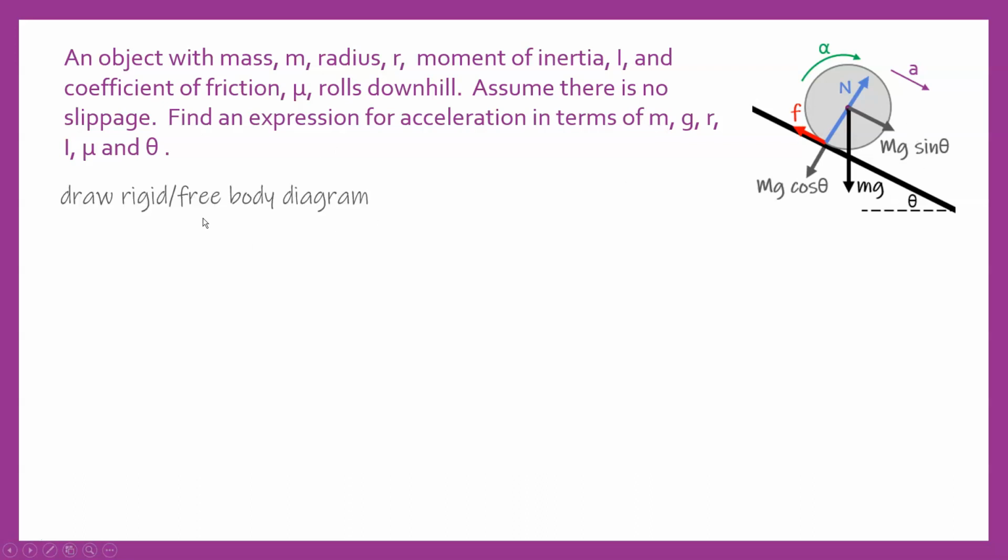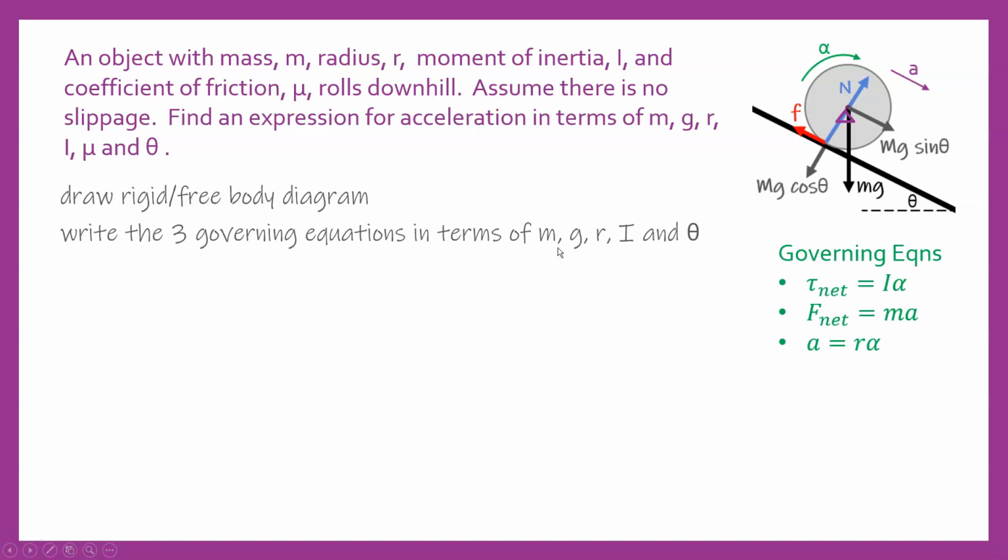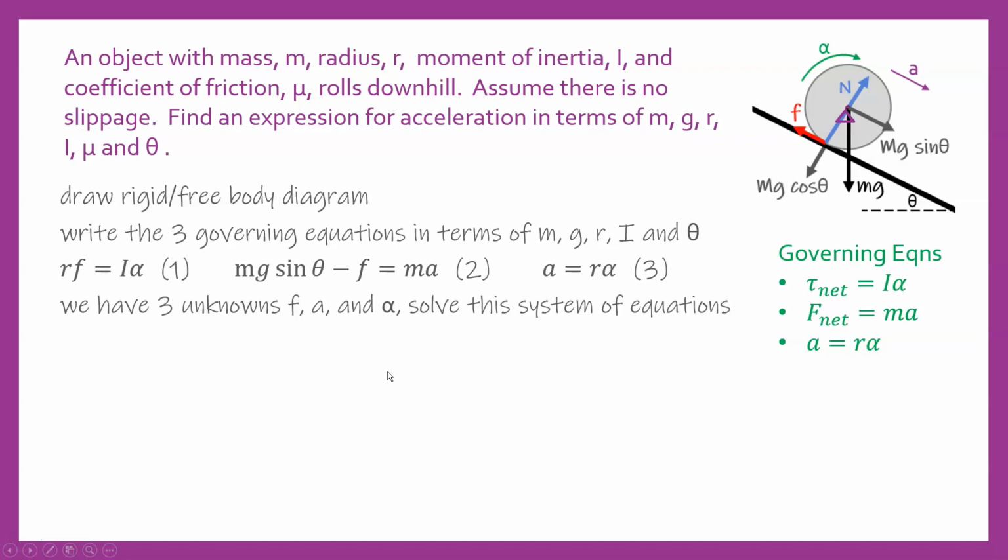Our first step, we want to draw a rigid body free body diagram. Well, this has everything in it except the axis of rotation, so we'll go ahead and add that to complete our rigid body diagram. Now we want to write our three governing equations in terms of the specific values we have for this problem. And we go ahead and write those. That gives us three unknowns: the friction force, acceleration, and angular acceleration. And so we can solve this system of equations.